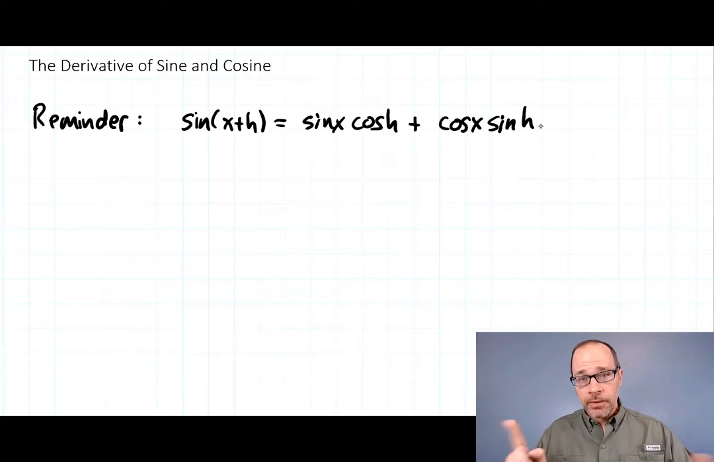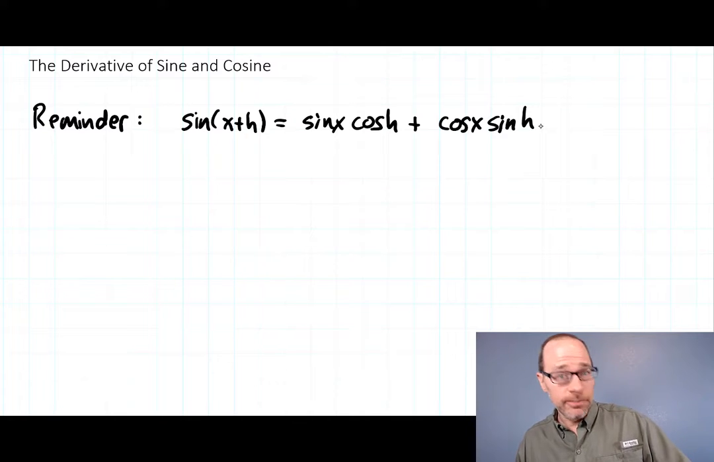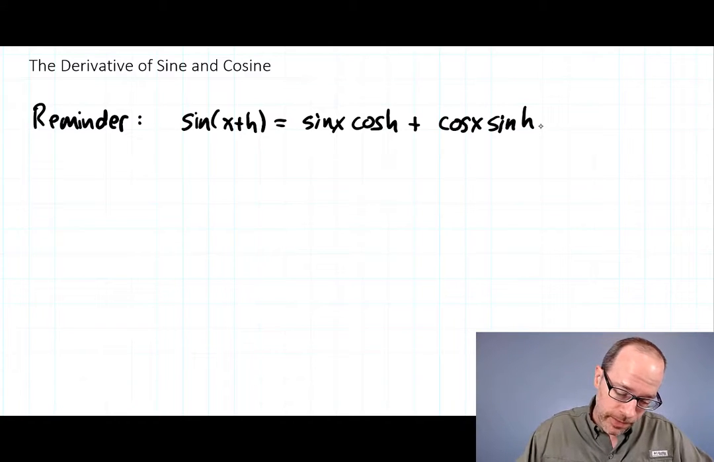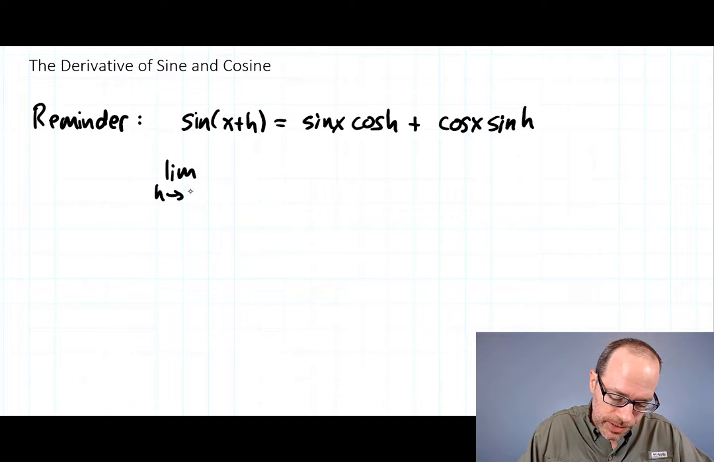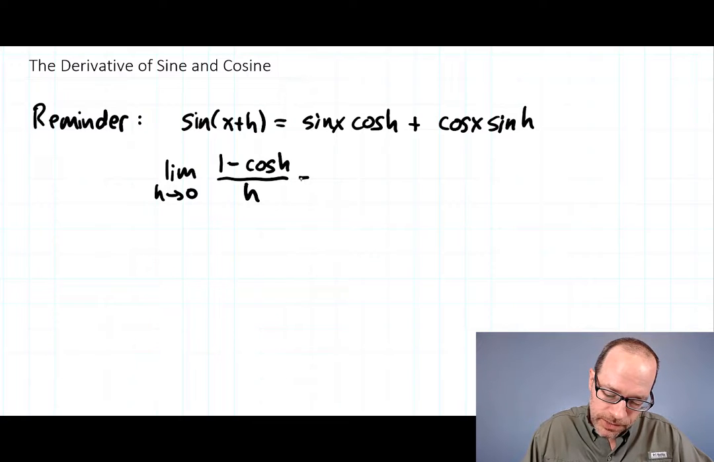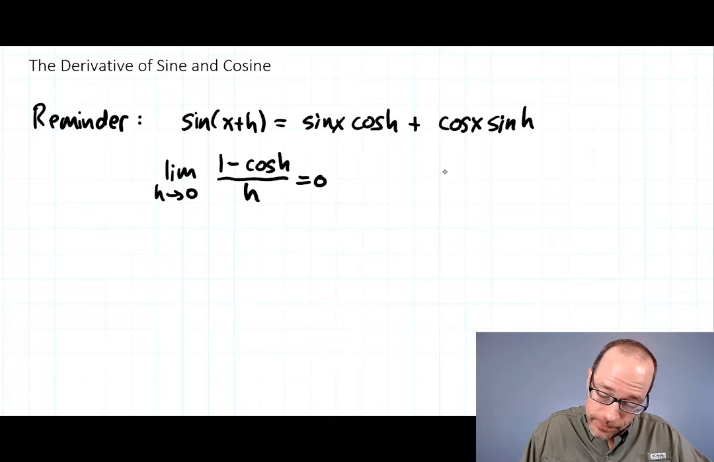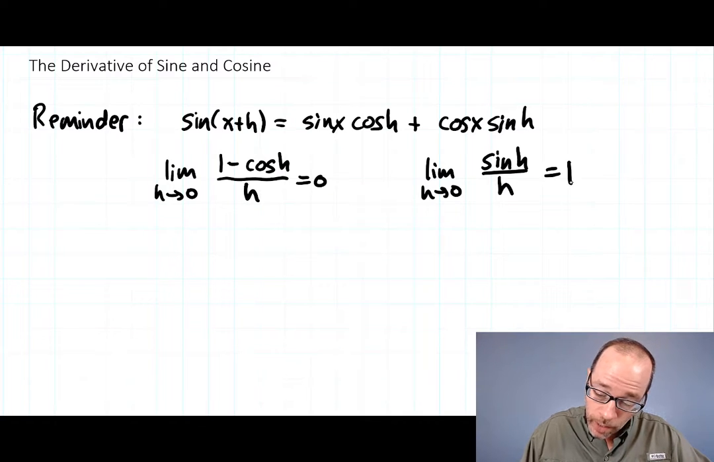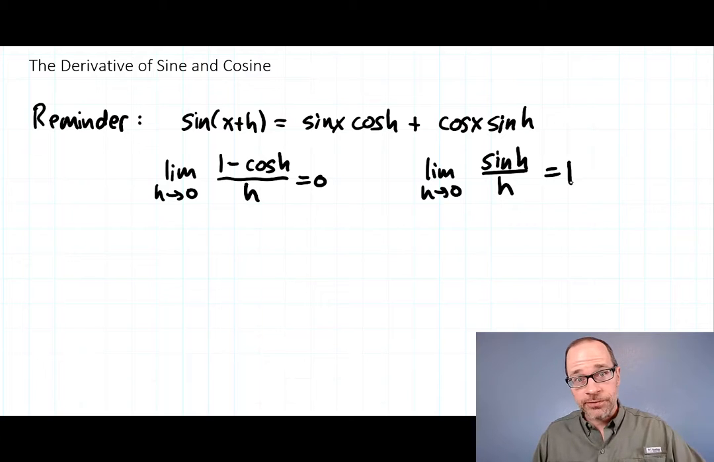All right. We also need two facts on limits that we have done earlier. The first is the limit as h goes to 0 of 1 minus the cosine h all over h is 0. And the other is that the limit as h goes to 0 of sine h over h is 1. So we'll use all three of these facts.